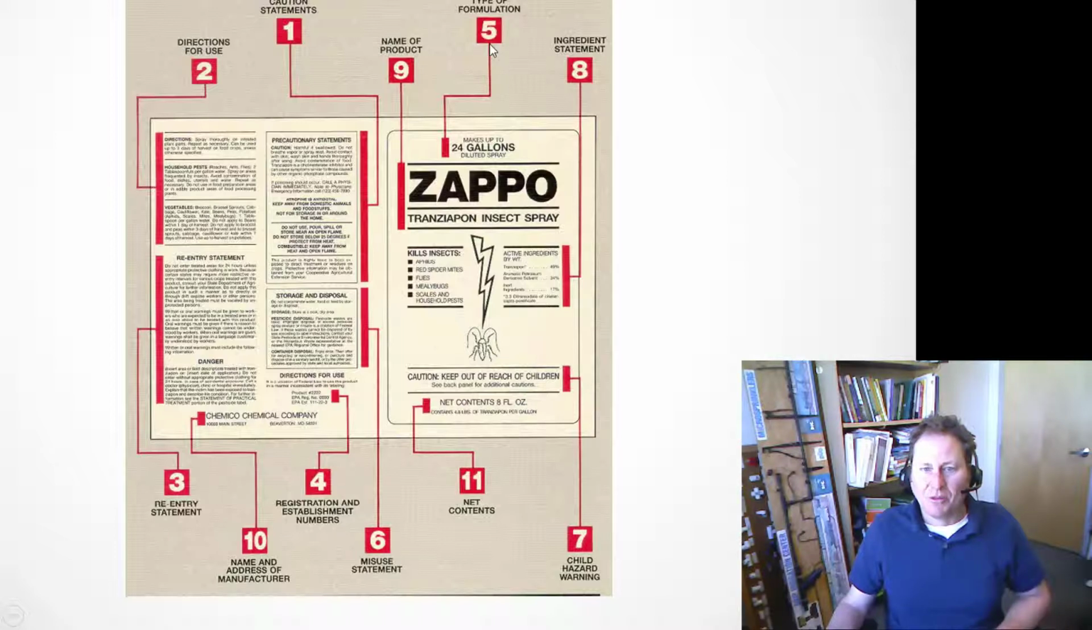Number 5 is the type of formulation, because Zappo may come in different formulations, different strengths. A misuse statement, a lot of times it says keep it away from aquatic areas and schools, and common sense. A lot of this is common sense, but sometimes the common sense gets confusing. Number 7, child hazard warning. Number 8, the ingredient statement. These are the active and inert ingredients. Name of the product. Number 10 is name and address of the manufacturer. And number 11 is the net contents, how much it is. All of these things have to be on every labeled pesticide.